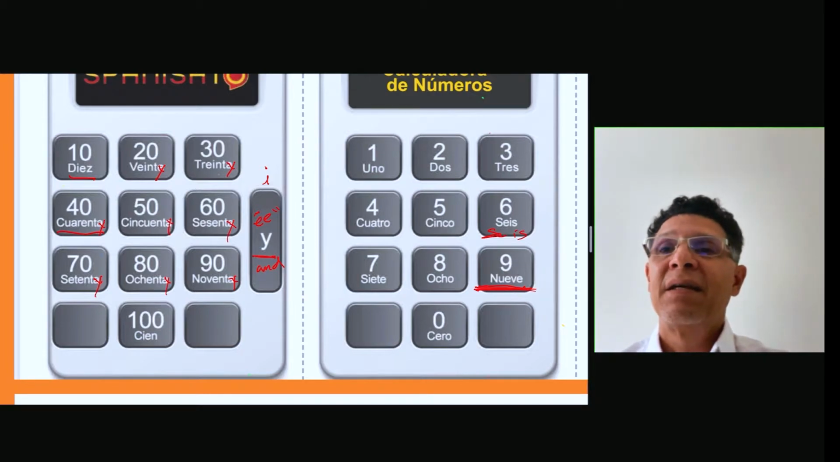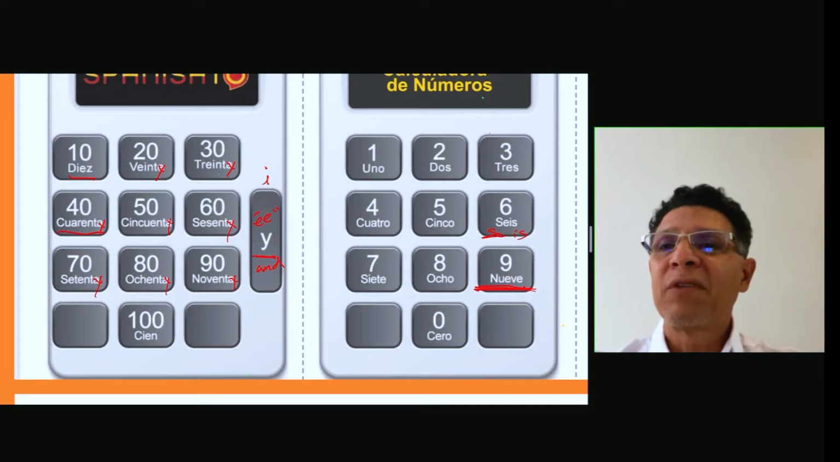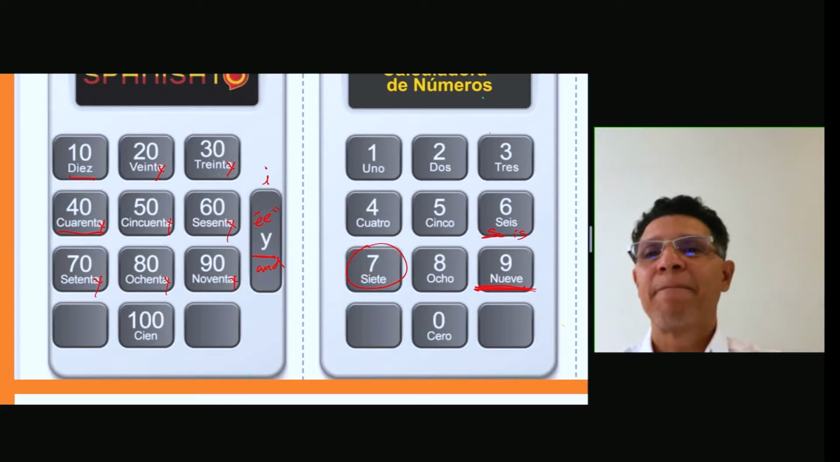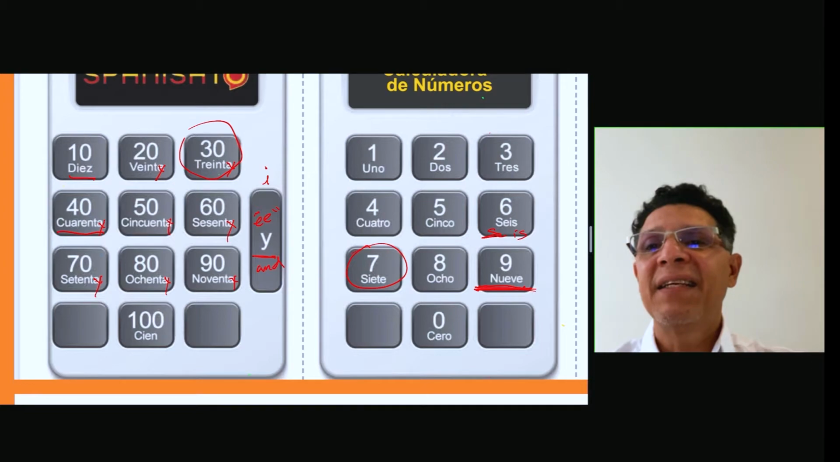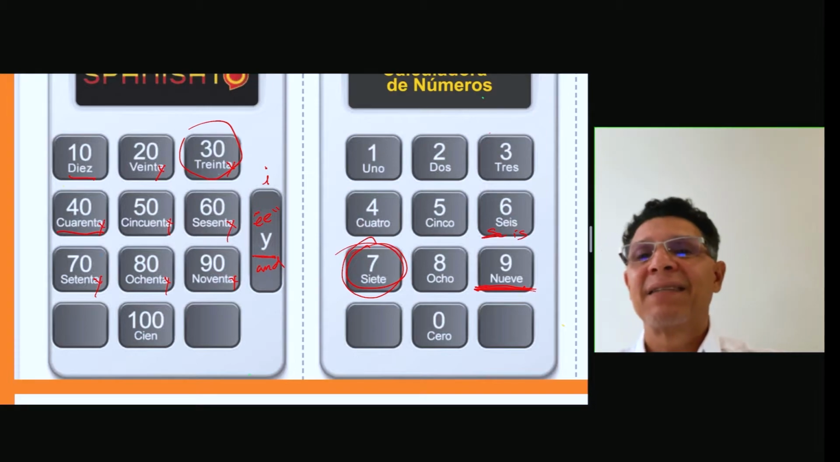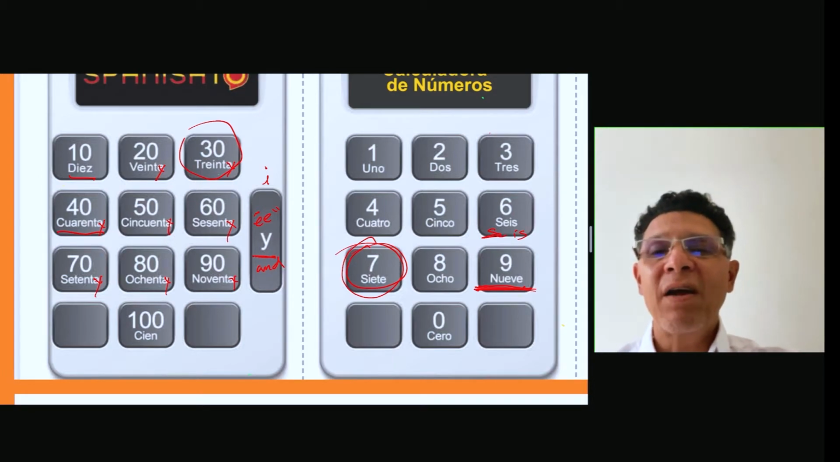Okay, let's pick another number. Number 1. Let's just go to number 7 here. So number 17 will be diecisiete. 27. 37. 47. 57. 67. 77. 87. 97. All right? For 100 is cien, but cien is just 100.